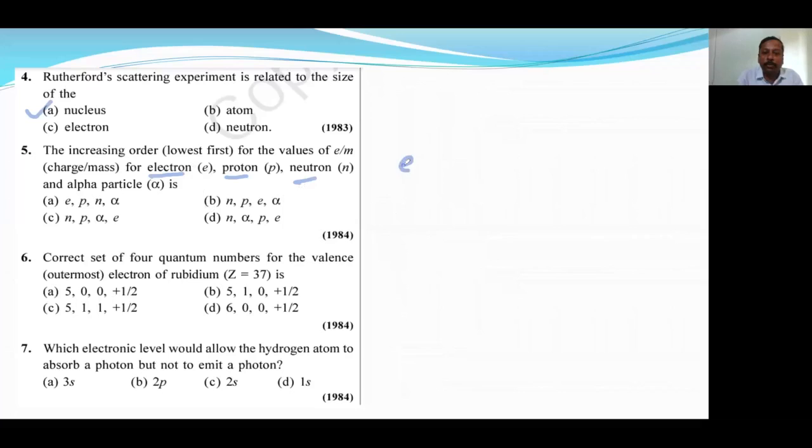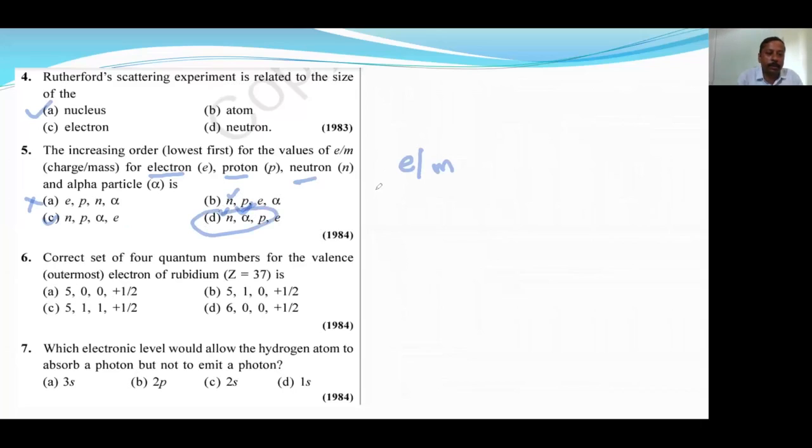E by m ratio, charge will be in the numerator, mass will be in the denominator. So as the neutron does not have any charge, therefore this can be correct, this can be correct, this can be correct. A cannot be correct. Then coming to the charge must be highest. So then alpha particle will have 2 moles of charge. Therefore D option is correct.